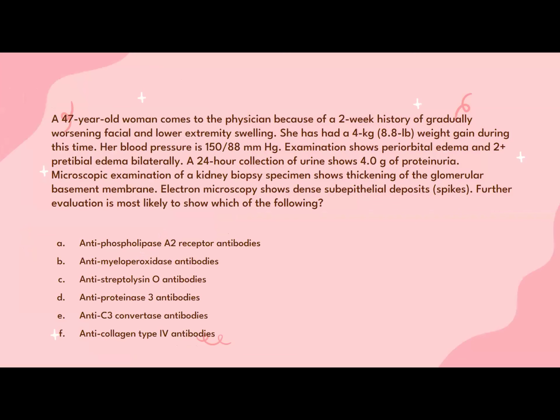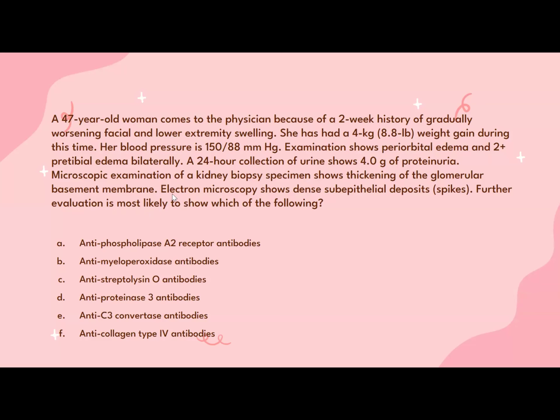Let's go over the first one together. A 47-year-old woman comes to the physician because of a 2-week history of gradually worsening facial and lower extremity swelling. She has had a 4 kg weight gain during this time. Her blood pressure is 150/88. Examination reveals periorbital edema and 2+ pretibial edema bilaterally. A 24-hour urine collection shows 4 grams of proteinuria. Microscopic examination of the kidney biopsy specimen shows thickening of the glomerular basement membrane, and the electron microscopy shows dense epithelial deposits or spikes. Further evaluation is most likely to show which of the following?